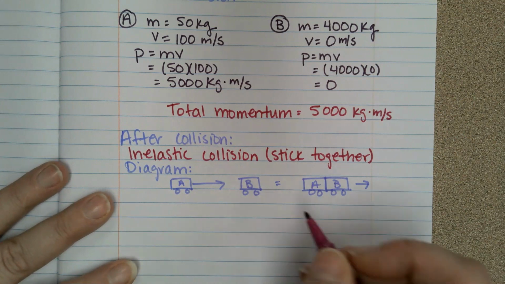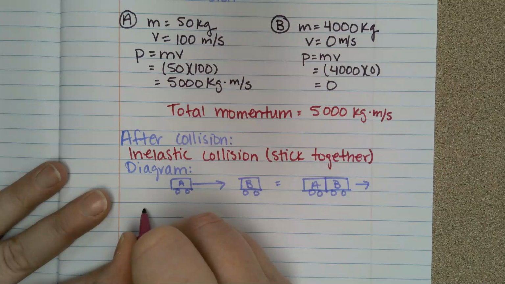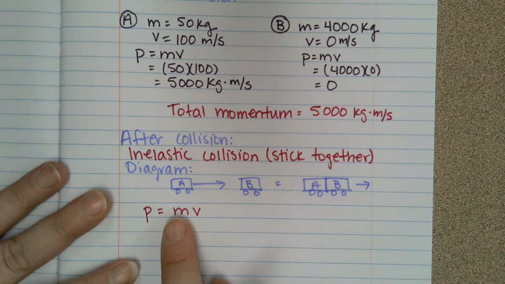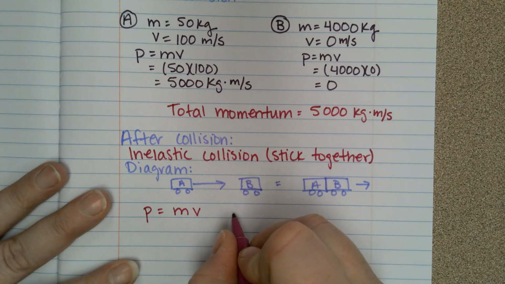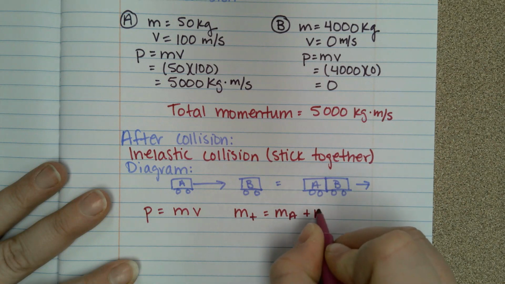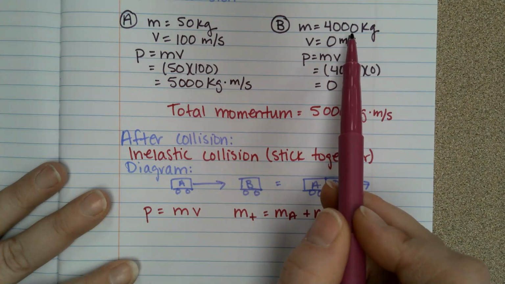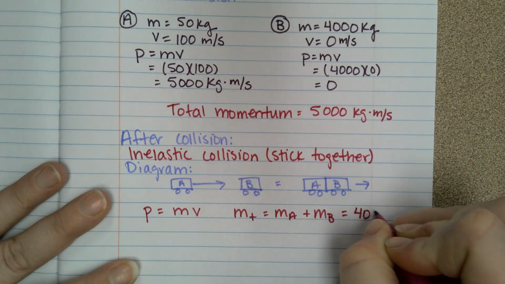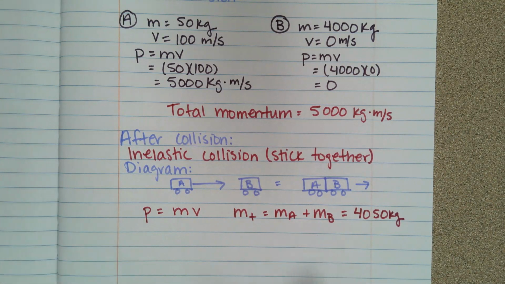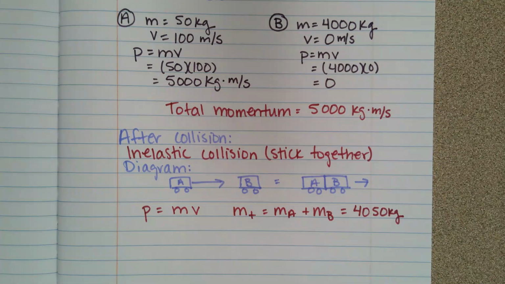All right, so when we look at our momentum afterwards, it is still going to be mass times velocity, but we have to remember our mass here, we need to find the total. So it's going to be the mass of A plus the mass of B. So that's 50 plus 4,000, so that's 4,050. Then we can plug it in here, and we know our momentum beforehand is 5,000. We can figure out what our velocity is going to be afterwards.